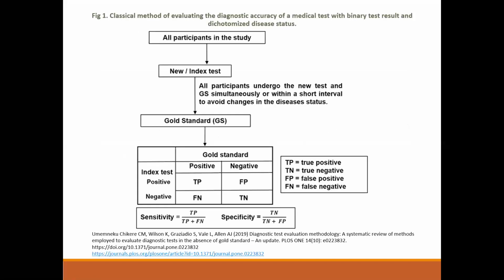So this is a classical method of evaluating the diagnostic accuracy of a medical test. First, we have all the participants, then we have the new test or the index test. All participants undergo the new test, and then there is a gold standard. All the participants will undergo the gold standard also. Then the index test results and the gold standard are compared, and the sensitivity and specificity are calculated. So this is the flow of how the analysis happens.